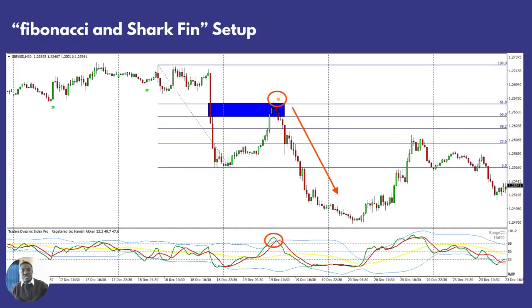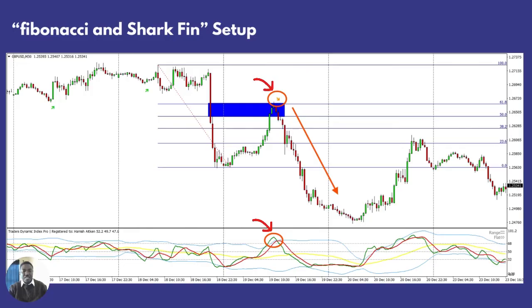Now, this is a combination. Like I said, you need confluence when you are trading. So this is Fibonacci and shark fin setup. All I need to do is mark from the high to the low and mark my levels 61 and so on. Wait for the market to retrace back to this level, and I pick my sell.